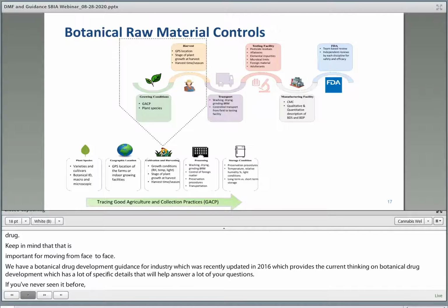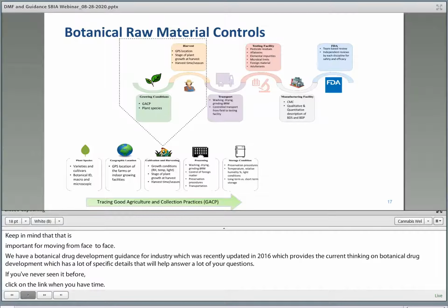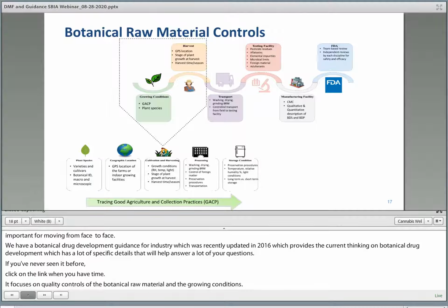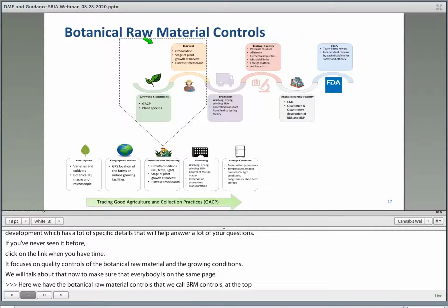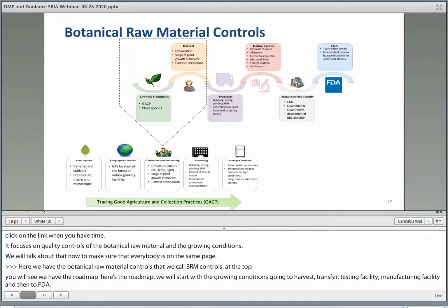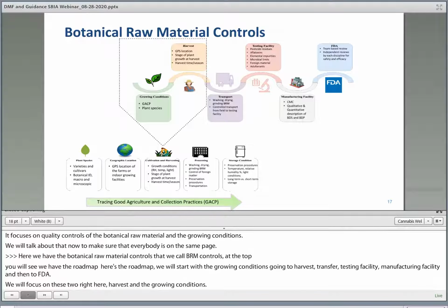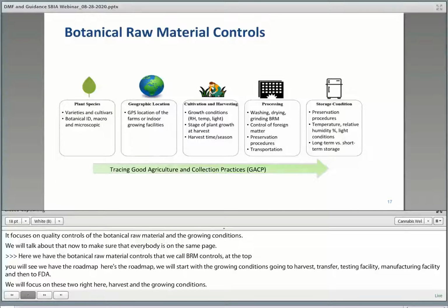And so here we have our botanical raw material controls. We call it BRM controls. And up at the top, you'll see that we have our roadmap. So here's our roadmap. We're going to start at our growing conditions, going to harvest, transport, testing facilities, manufacturing facilities, and then to FDA. We're going to focus on these two right here, harvest and the growing conditions. The growing conditions include what is called good agricultural and collection practices. These are established by the WHO. And we also will talk about harvest, which includes things like GPS location. So let's get into some details.